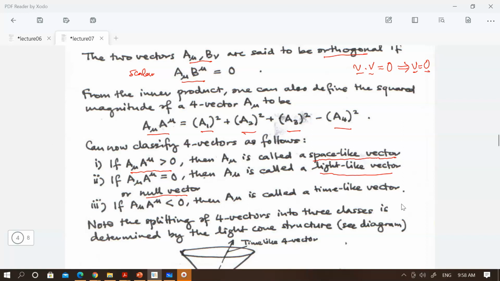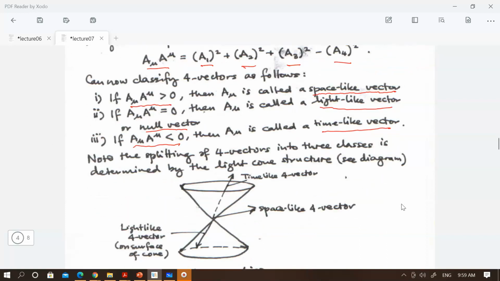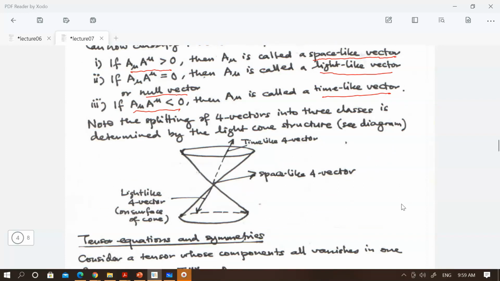And the final thing that we can also have is that this quantity is less than this quantity. So in other words, what you have is a mu is less than 0. Then we call this a time-like vector. So one of the properties that one gets inside special relativity is this classification of vectors into 3 types of vectors.